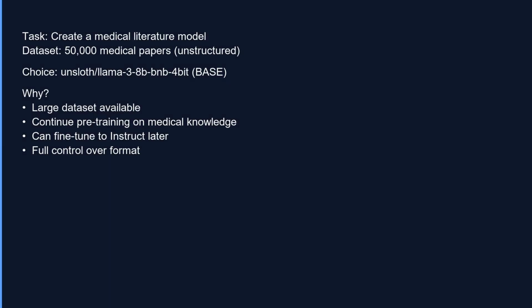Task: create a medical literature model. Dataset: 50,000 medical papers, unstructured. Choice: Unsloth Llama 3 8B BNB 4-bit, base. Why? Large dataset available. Continue pre-training on medical knowledge. Can fine-tune to instruct later. Full control over format.